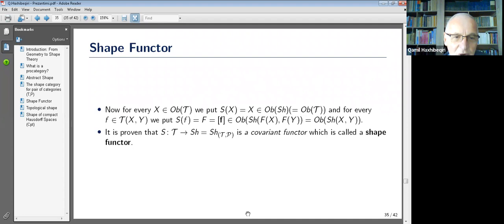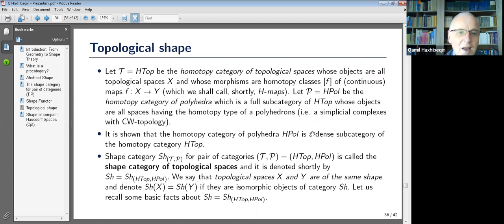Now, for every object X of T, we put S(X) equal X, and for every morphism F of T, we put S(F) equal to the equivalence class of F, from the shape category, shape morphisms. It is proven that S from T to SH is a covariant functor, which is called a shape functor. And now we are ready to define a topological shape, or shape category, for topological spaces.